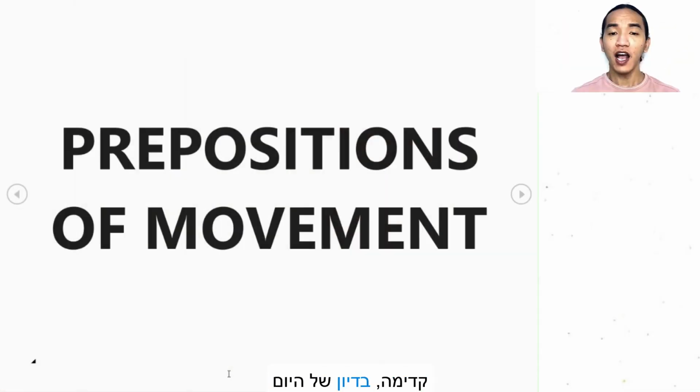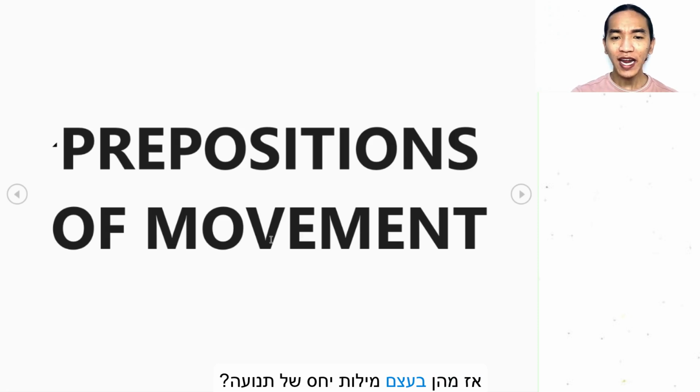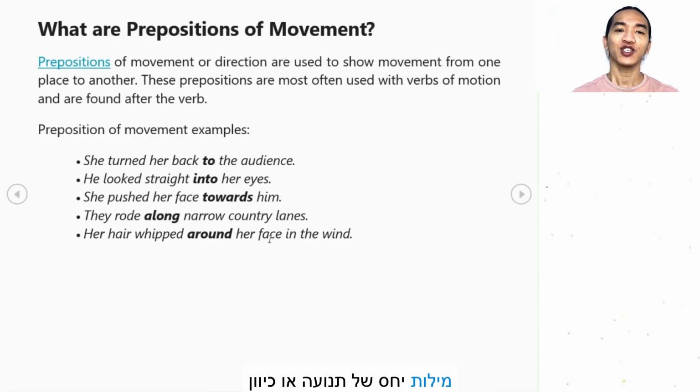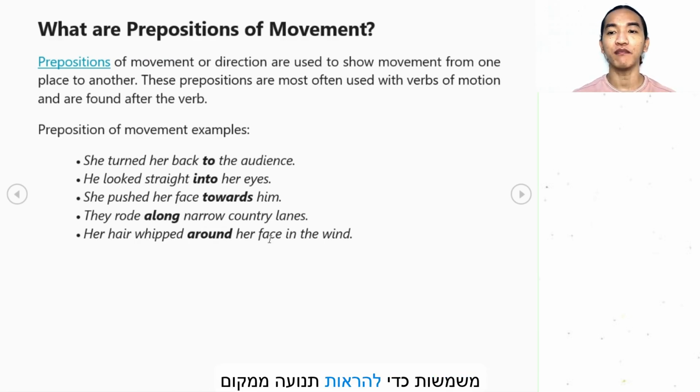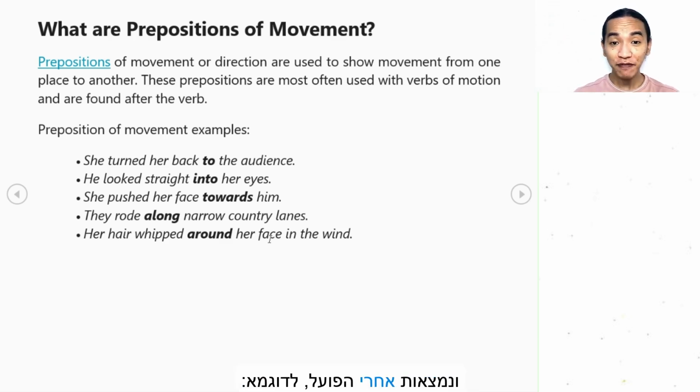All right. So for today's discussion, let's talk about another type of preposition, which is the prepositions of movement. So, what are actually prepositions of movement? Prepositions of movement or direction are used to show movement from one place to another. From the word itself, there is an action from one place going to the other. These prepositions are most often used with verbs of motion or action words and are found after the verb.